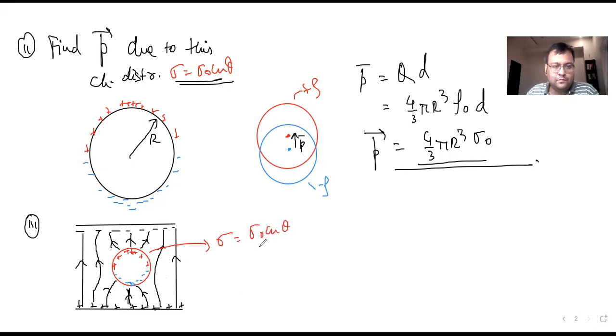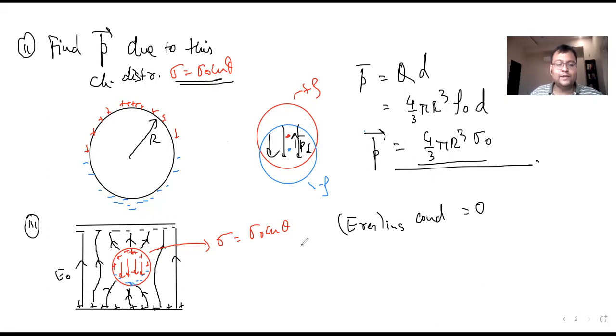Why should this be sigma naught cos theta? Because this will lead to the production of a uniform electric field inside. And this uniform electric field and the external field will what? Cancel out. The resultant electric field inside the conductor remains zero. That is the rule of a conductor: in electrostatic conditions, the resultant electric field inside a conductor is zero. So for it to be zero, I need to produce a uniform electric field. Opposite charges are getting induced, and a uniform electric field is needed. All conditions match.